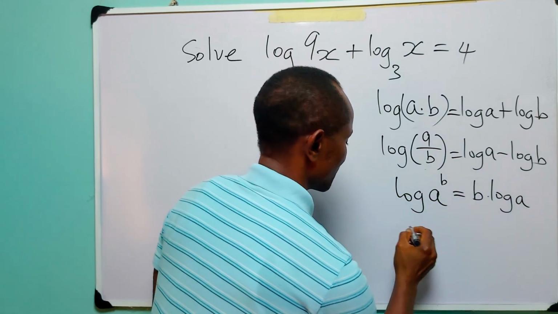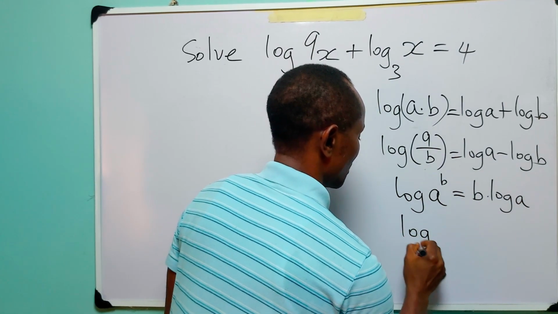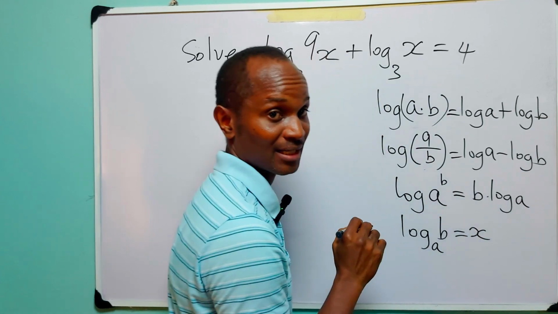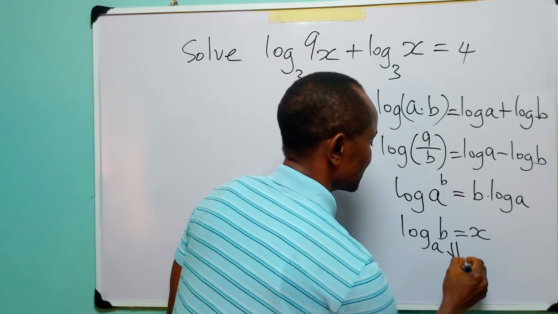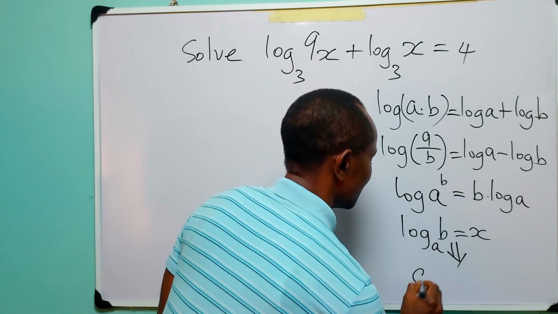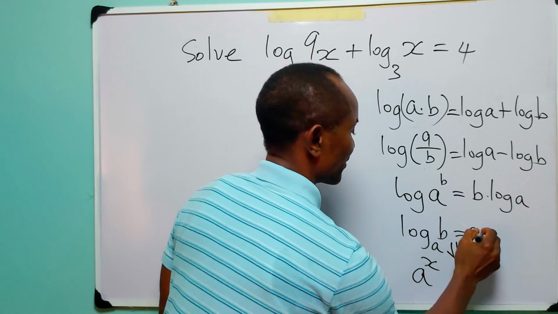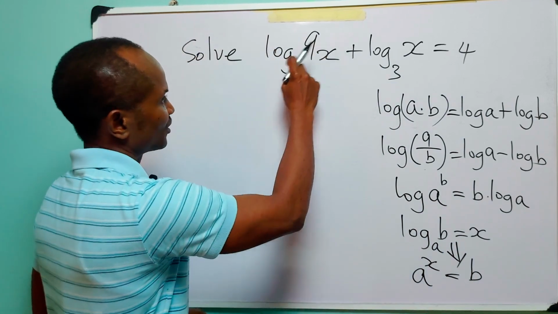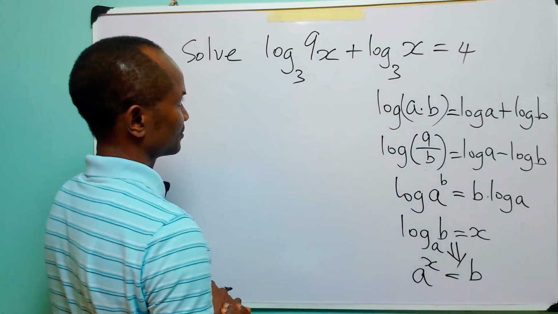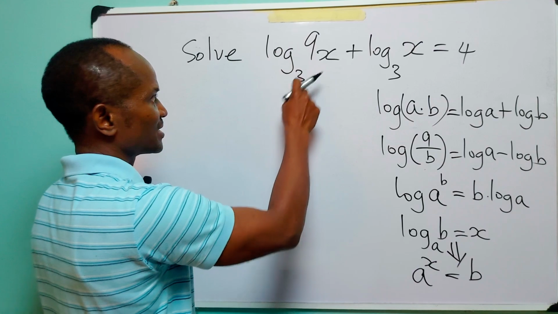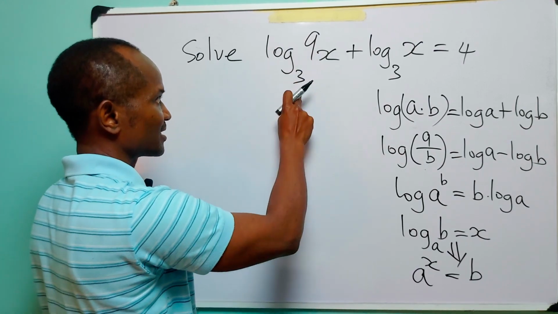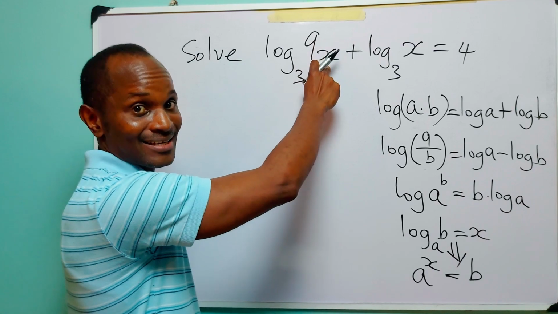And lastly, we know that when we have log to base A of B being equal to X, this is the same as writing A to the power X is equal to B. Now let us look at this equation. We have log to base 3 of 9x. Remember that this is log to base 3 of 9 times x.